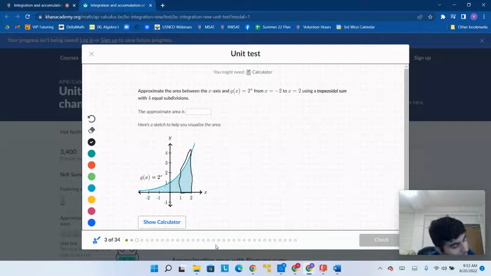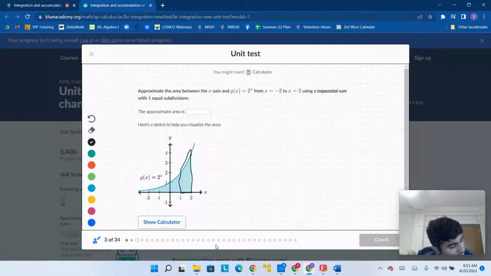So if we were going to write this down, right, then we have g of negative 2 plus g of negative 1 over 2, right, since the width of each subdivision is just 1, so we don't have to multiply by that, plus g of negative 1 plus g of 0 over 2, plus g of 0 plus g of 1 over 2, plus g of 1 plus g of 2 over 2.